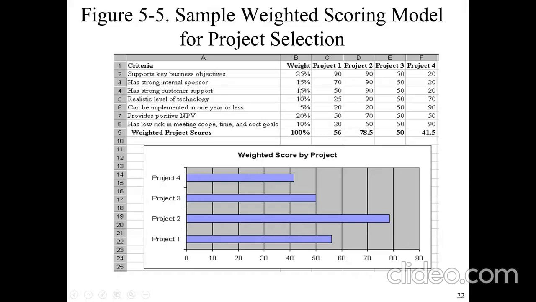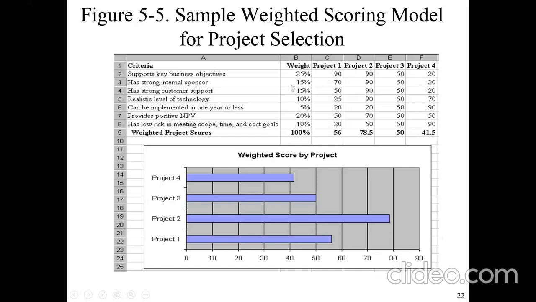Then these are the weights we've assigned to the criteria. In terms of support for business objectives, we assign 25% because it's important to us. In terms of strong internal sponsor, we assign 15%, and it goes on. At the end of the day, as I said, when you sum up the weights for all the criteria, it must add up to 100%. And that's what you have here. Then we go in for the projects: project 1, project 2, project 3, project 4. And these are the scores they have earned.